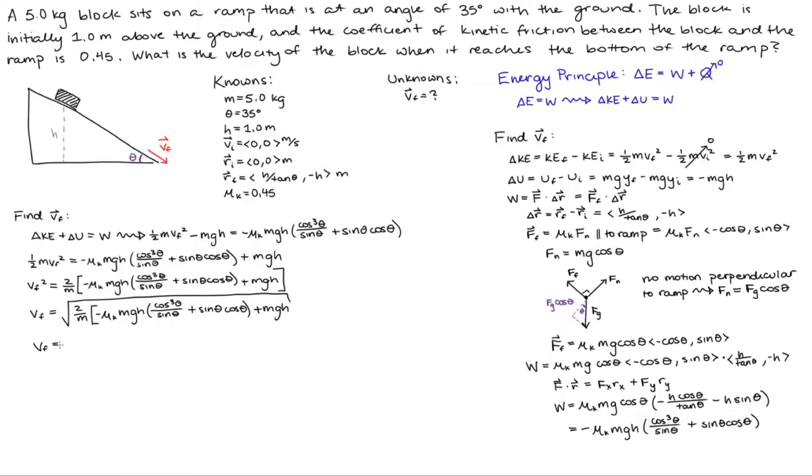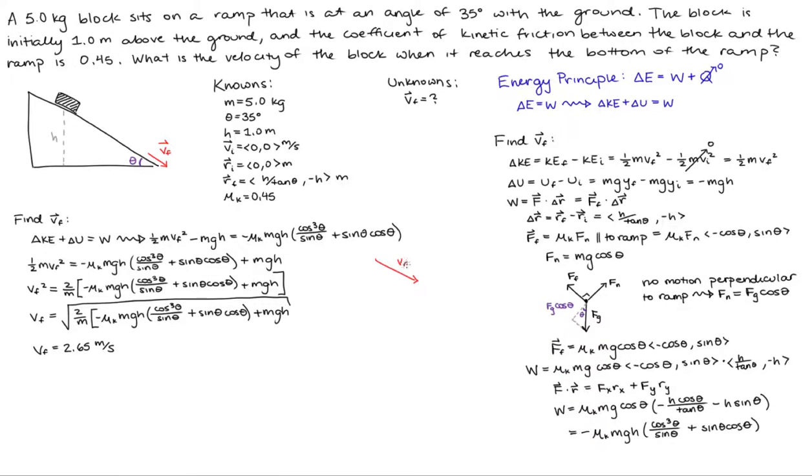Plugging in our numerical values and evaluating, we find that the magnitude of the final velocity of the block is 2.65 meters per second. We can find the x and y components of this velocity using trigonometry. We know that the velocity is parallel to the ramp and that the angle between the ramp and the horizontal is theta. Thus, Vfx is given by Vf cos theta and Vfy by Vf sine theta. We find that the final velocity of the block is 2.17 meters per second in the x direction and negative 1.52 meters per second in the y direction.